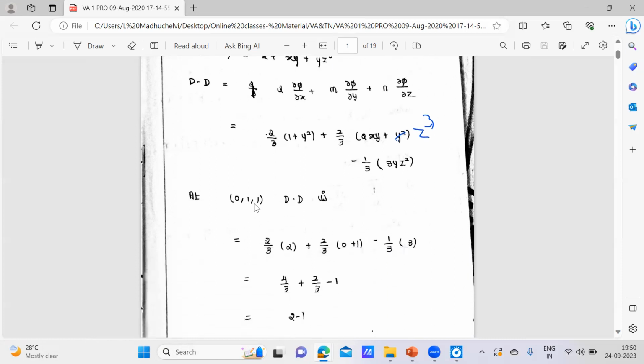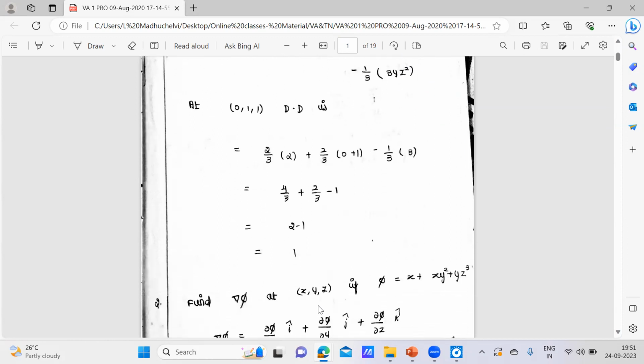Then at the point (0, 1, 1), the directional derivative is 2 by 3 into 2 plus 2 by 3. That is, if you substitute x is 0, y is 1, z is 1, we get 1 plus 1, that is 2, and then 2 by 3 into (x is 0, so 0, plus z cubed, z is 1, so 1), minus 1 by 3 into 3. So that is 4 by 3 plus 2 by 3 minus 1, that is 2 minus 1 equal to 1.